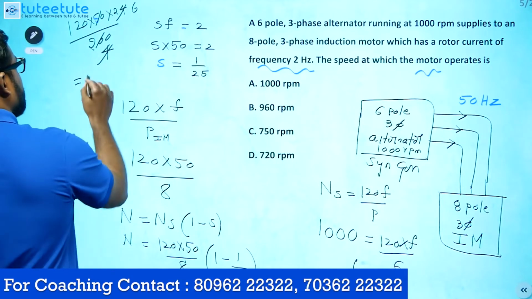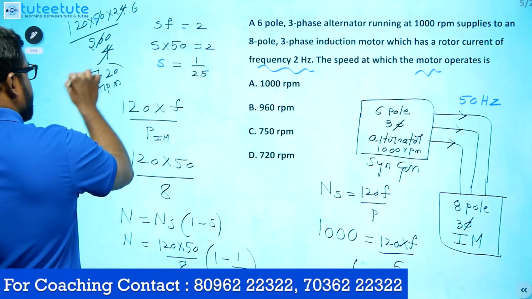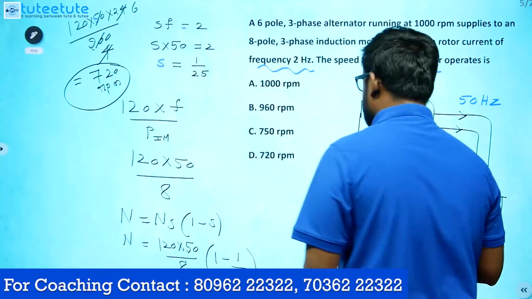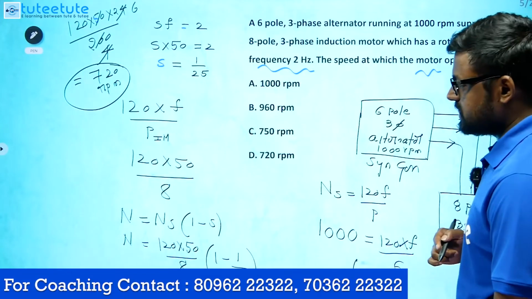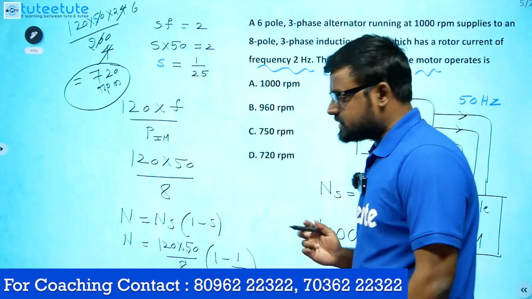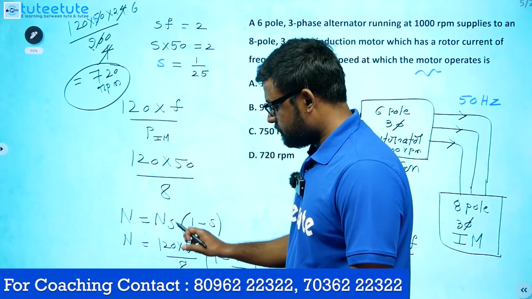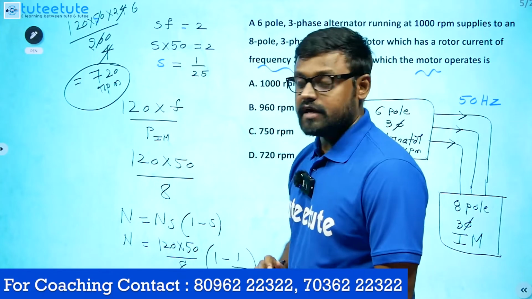So therefore, that is 720 rpm. This is the speed at which the rotor of the induction motor is rotating, students. Now what is the synchronous speed? What is the speed of the rotating magnetic field here? 4 2s are 8, 4 30s are 120, so 15s are 750 rpm.